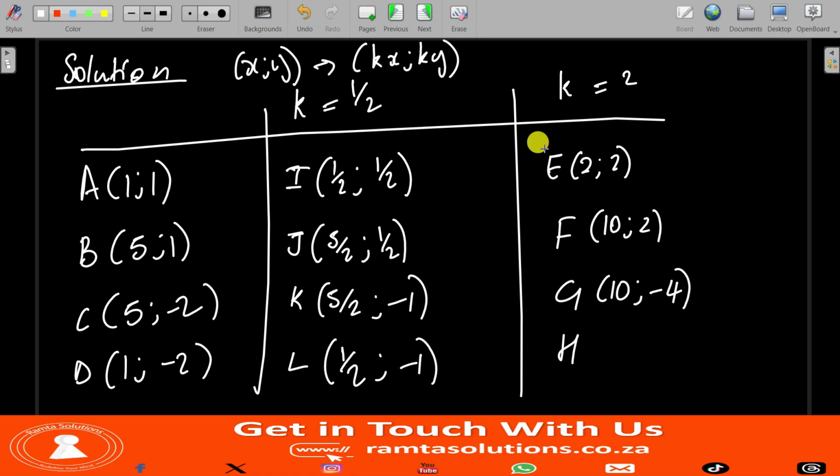Positive 1 multiplied by 2 will be positive 2. Negative 2 multiplied by positive 2 will be negative 4. This is enlargement. Okay, let's see how this one works. We're going to try it. I'm going to go to the next page and we're going to have our grid.